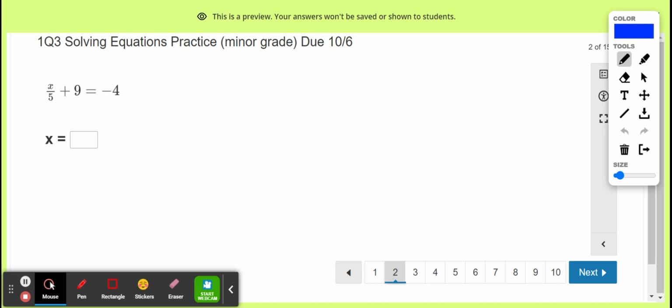So here we have a two-step equation. There's dividing of the variable and then adding. The variable, x, is by itself on one side. It's being divided by 5. So we're going to do order of operations in reverse. Doing our flow down, we're going to subtract 9 from both sides.